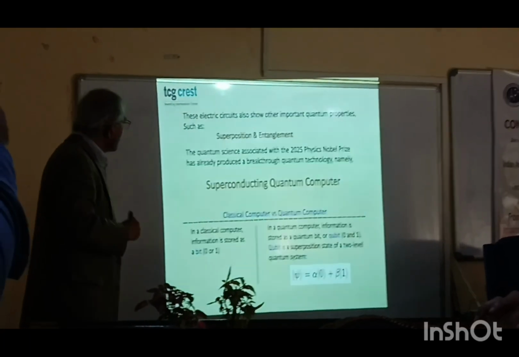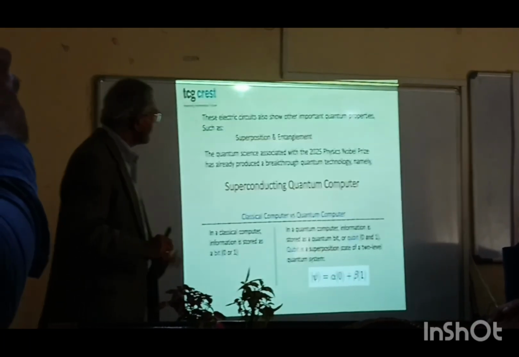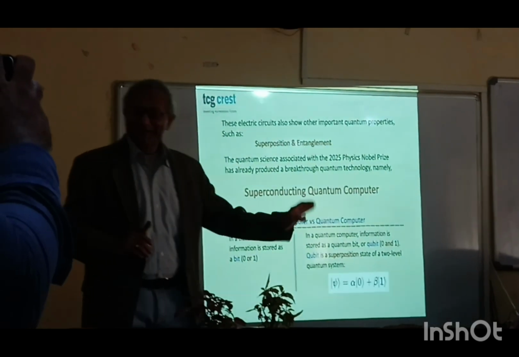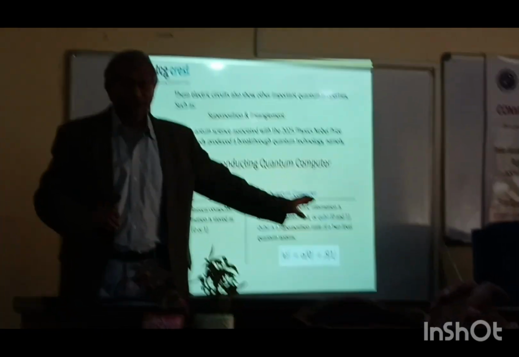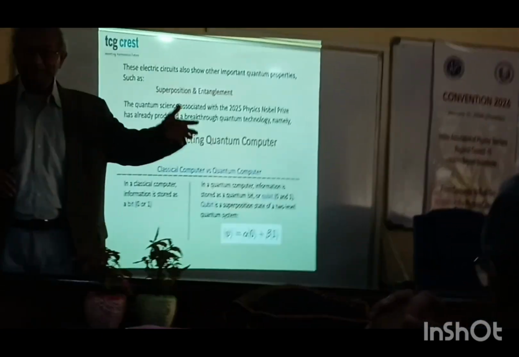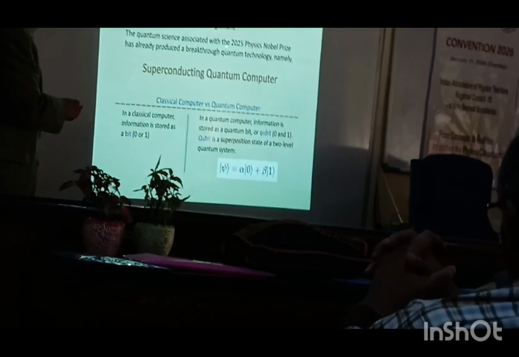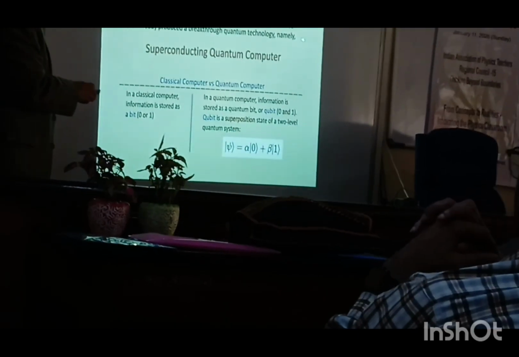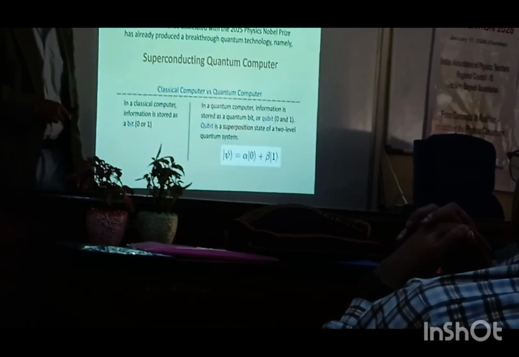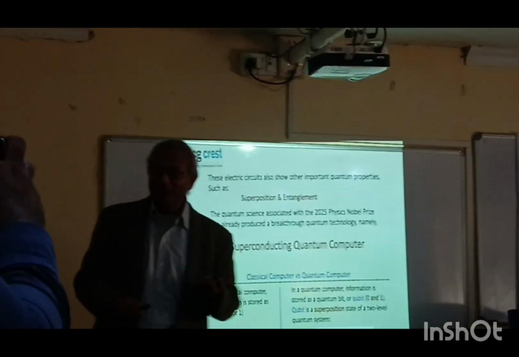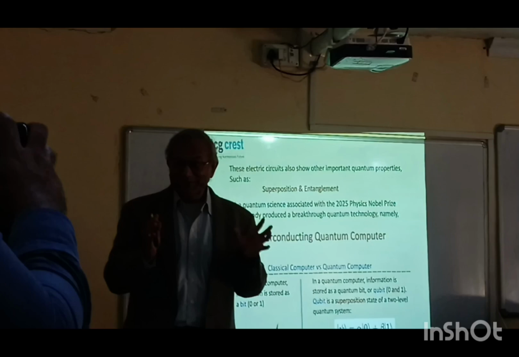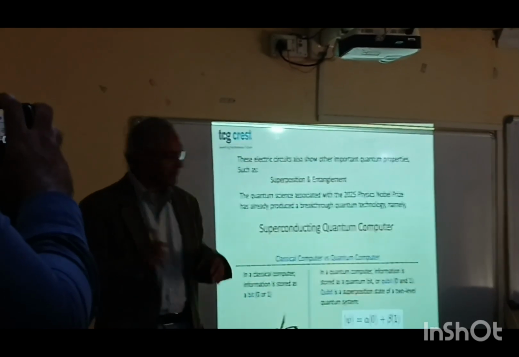Now, these electric circuits also show other important quantum properties such as superposition and entanglement. These quantum concepts were not there earlier. So these properties are also shown by these quantum circuits, which are apparently macroscopic. And the quantum science associated with the 2025 Nobel Prize has already produced a breakthrough quantum technology, namely the superconducting quantum computer. One of the three Nobel laureates, John Martinis, was also involved in making Google's first superconducting quantum computer.